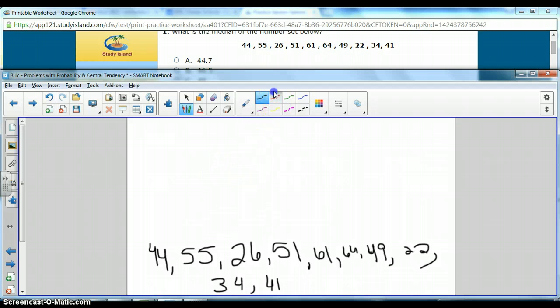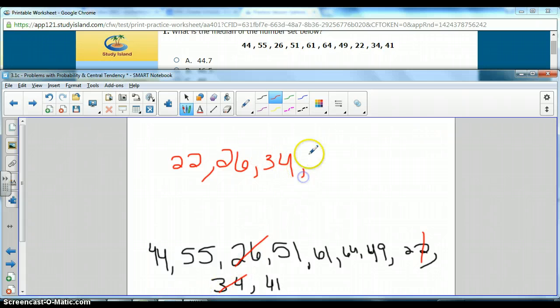Okay, so first thing I want you to do with your set of data is do least to greatest. So my smallest number here is 22. The reason I wanted you to write them down is that way you can cross them off as you go along. Okay, so we have 22. Next would be 26. Next would be 34. Then 41. Then 44.